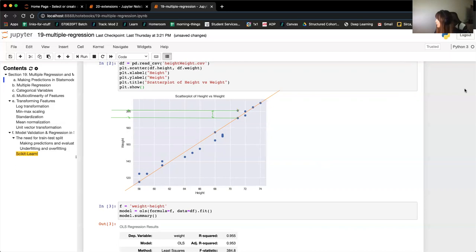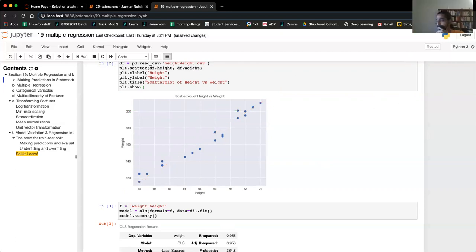Oh, sorry, I think you're muted. So the better model will be the one where the difference is very low. Yep, that's right.